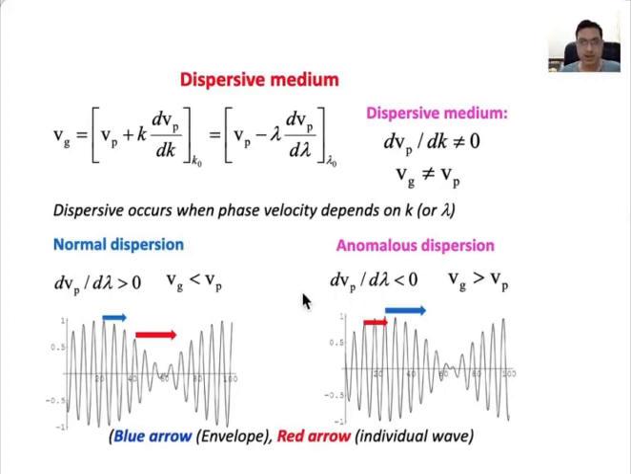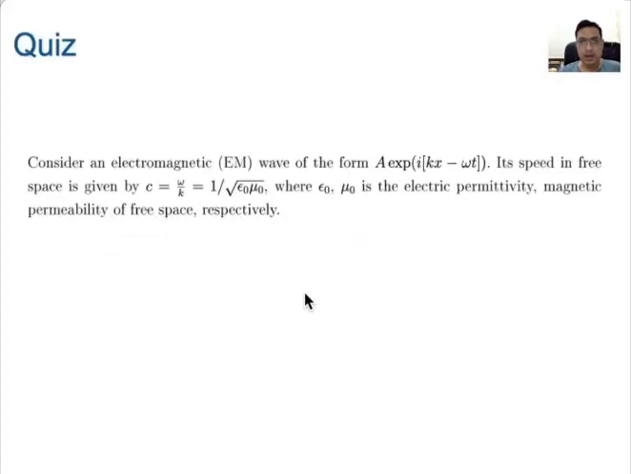Okay, before we go into detail and learn something more about momentum, wave vector, and the spatial localization of a particle or a wave, first let's read this question which you are supposed to answer. Consider an electromagnetic wave of the form A, which is the amplitude, exponential i(kx minus omega t).